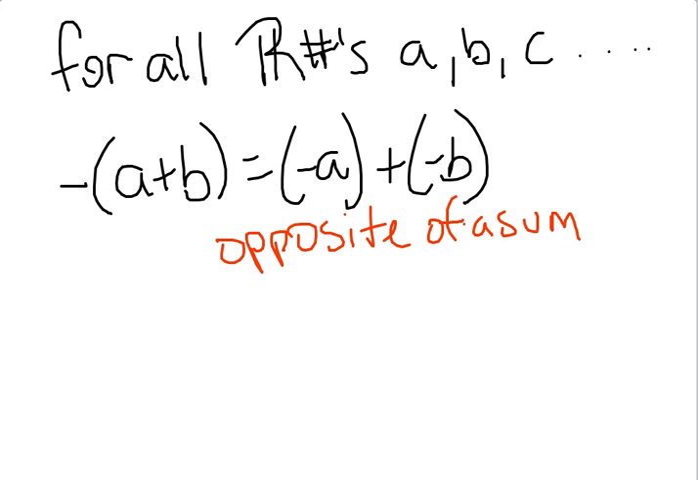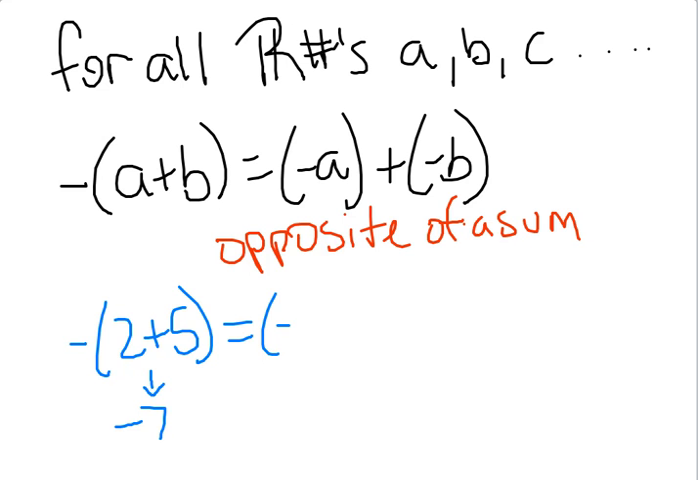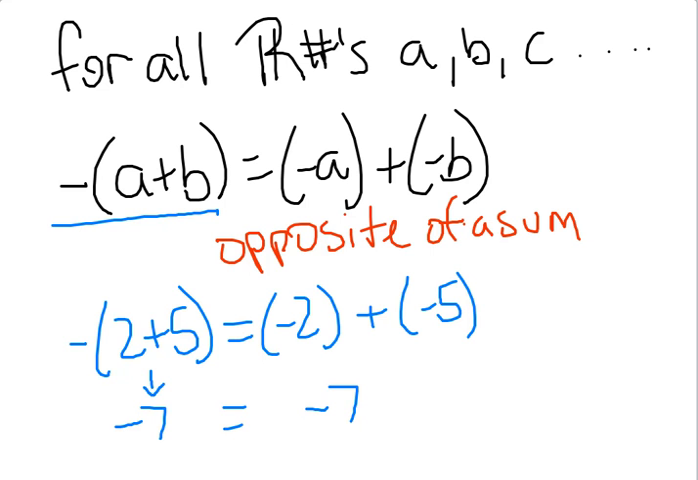And I want us to take a look. So if I have -2 plus 5, well, first thing I want to do is 2 plus 5 is 7. So the opposite of 7 is -7. But now I want to test our theory. Is that like -2 plus -5? Well, what's -2 plus -5? -7. So indeed it does work. So the opposite of a sum says that I can go from taking the negative of a sum and making it the sum of the negatives, or the opposites.